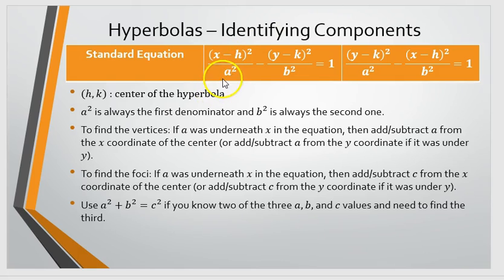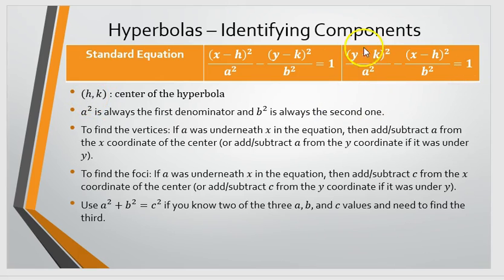So A will always be the first denominator, B will always be the second denominator. Our steps for finding the vertices will be the same though. We're going to look at what A is underneath. If it's underneath your X variable, then you will add and subtract A from the X coordinate of the center. So find your center, add and subtract A from the first number in the ordered pair.